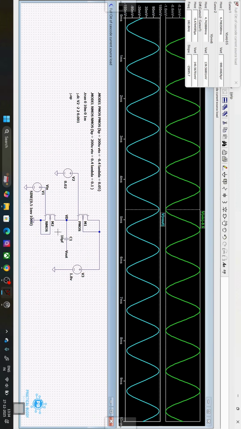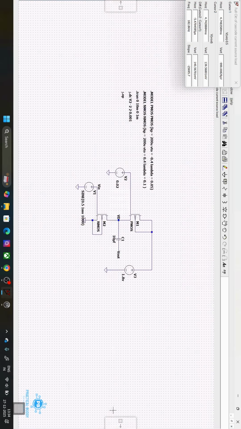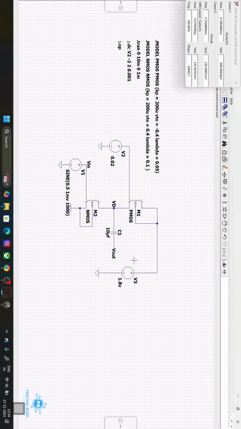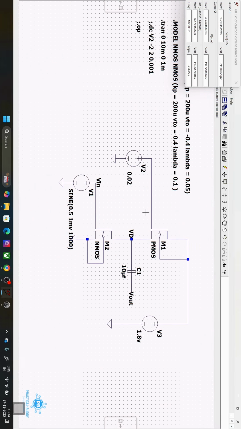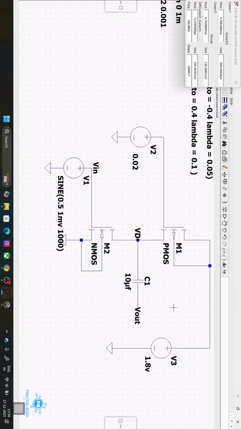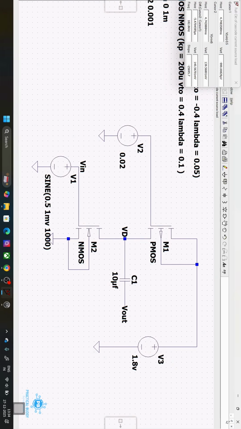As you can see, this circuit represents a CS amplifier with a current source load. Over here, this PMOS acts as a constant current source, and this NMOS is acting as a normal CS amplifier. That's why it is known as a CS amplifier with a current source load, because the PMOS is acting as a constant current source. On the input side, I'm providing 1 millivolt of input signal, and let's check the output.